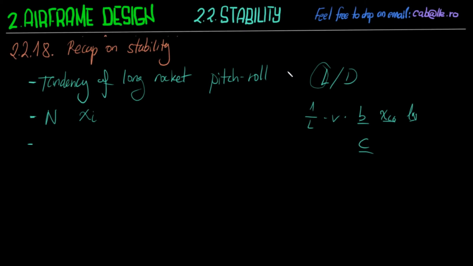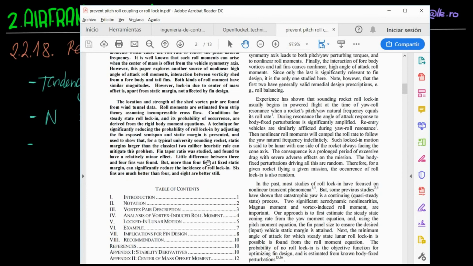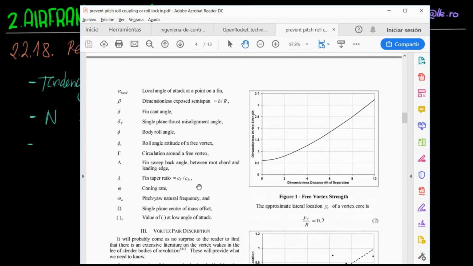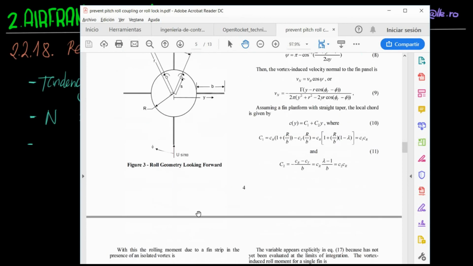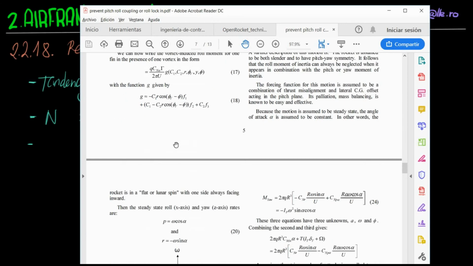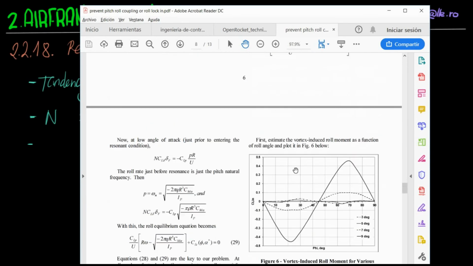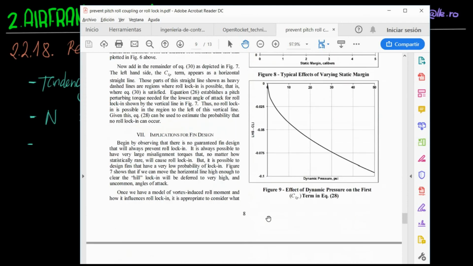But it's a nice time to do a quick reread on the subject. And I was reading, for example, I came across a nice article which talked about mitigating roll lock-in, which is basically pitch roll coupling. As you can see, the math, the physics here is much more complex than the one I presented to you, but still, the one I presented to you for starting out, it's good enough. And if you're interested, there's always going to be more information. But yeah, it has a nice conclusion here.